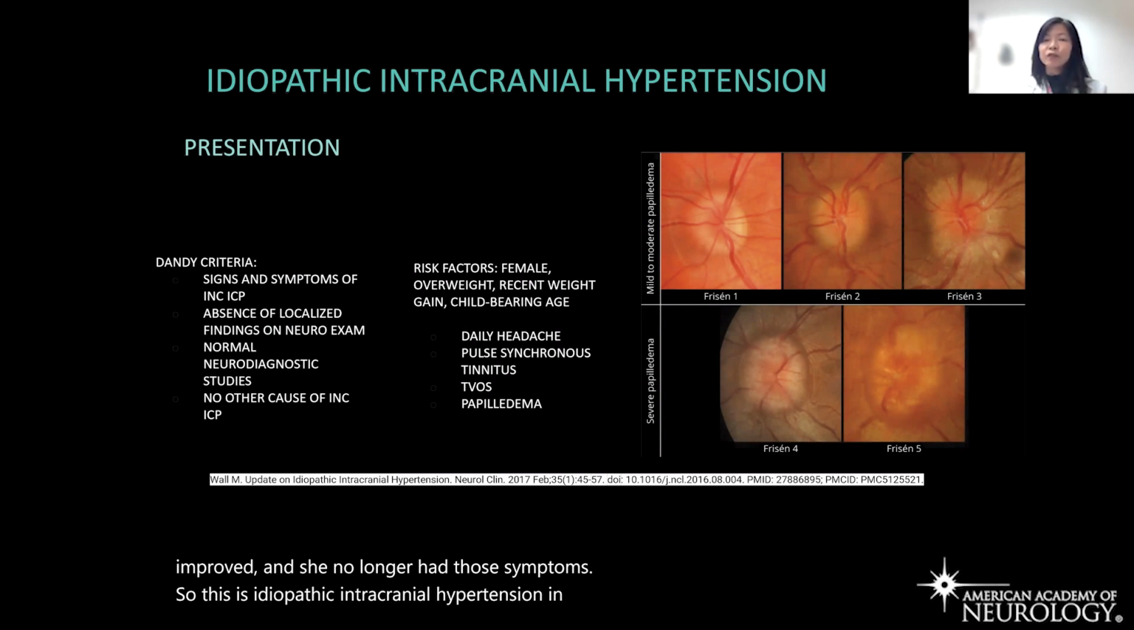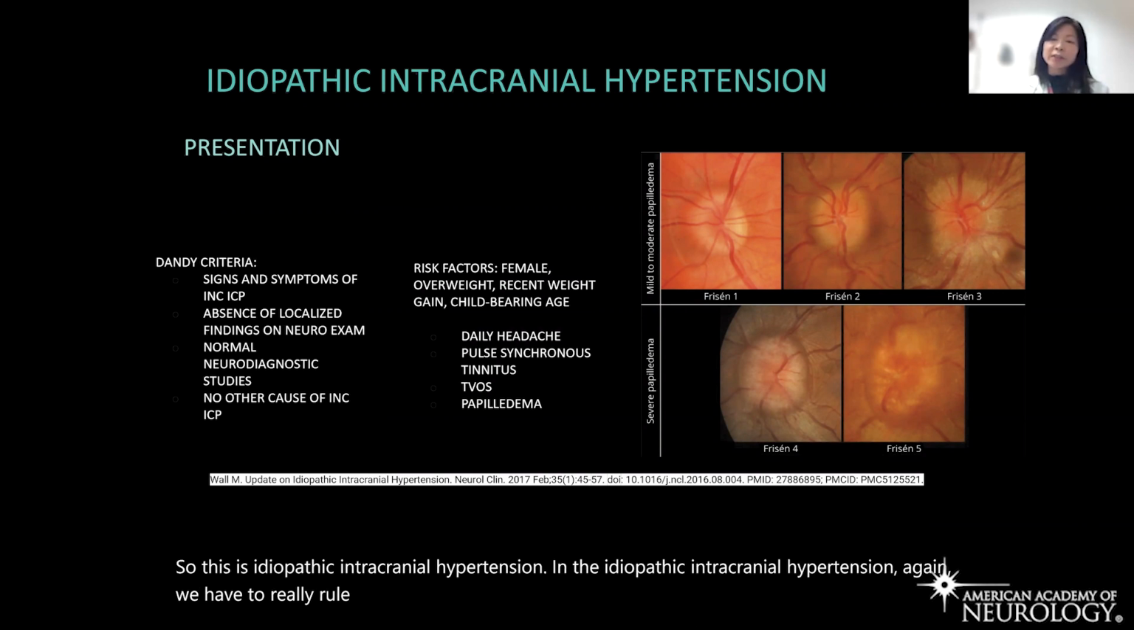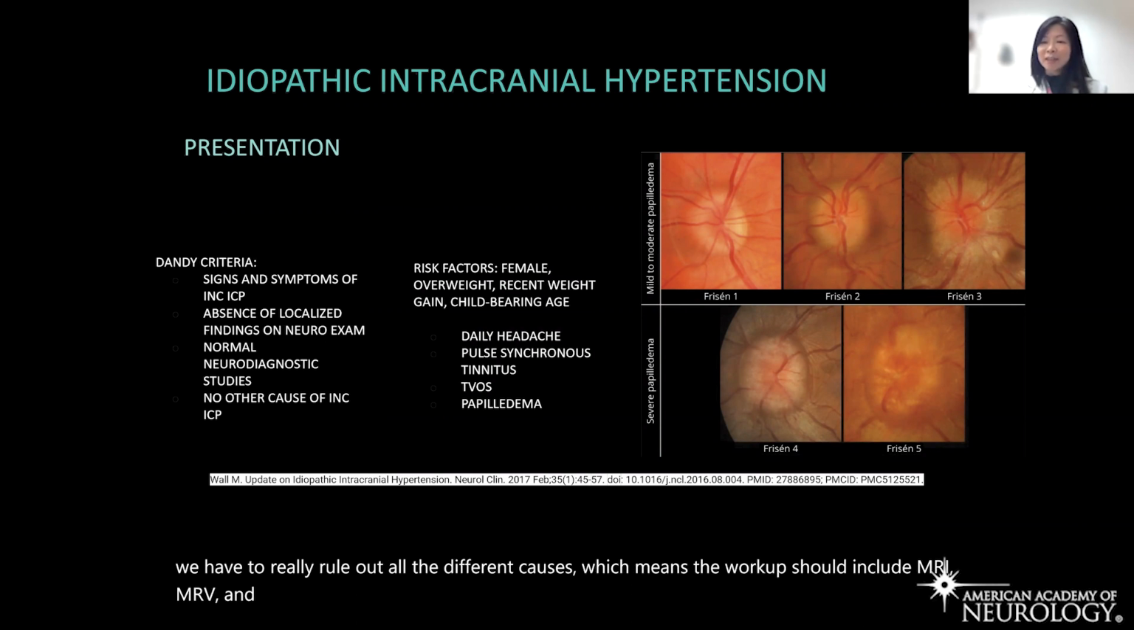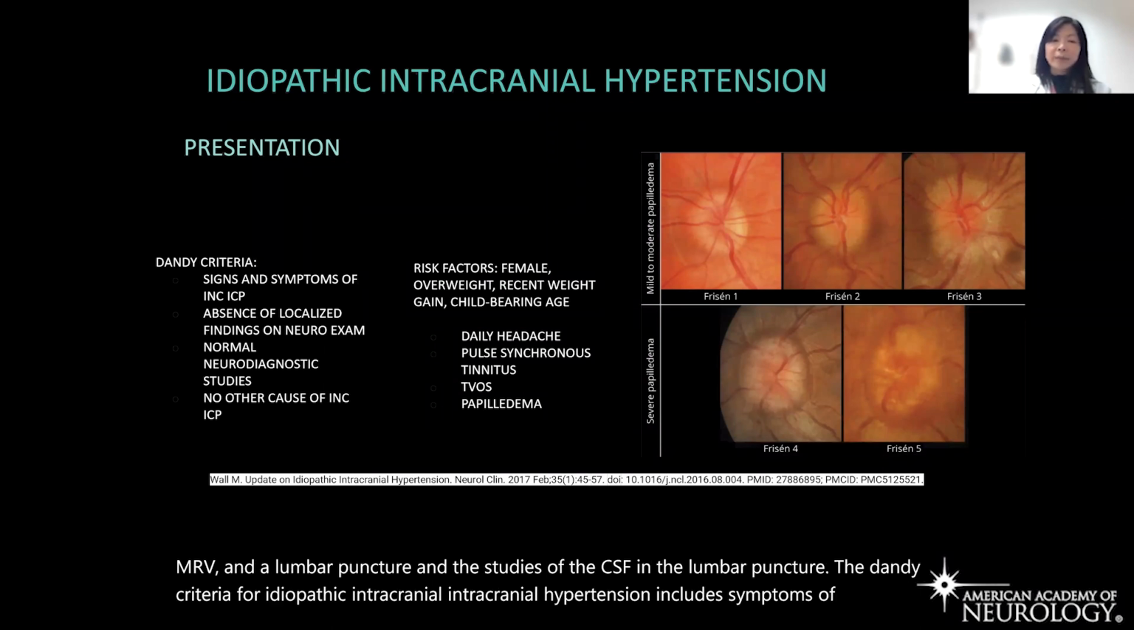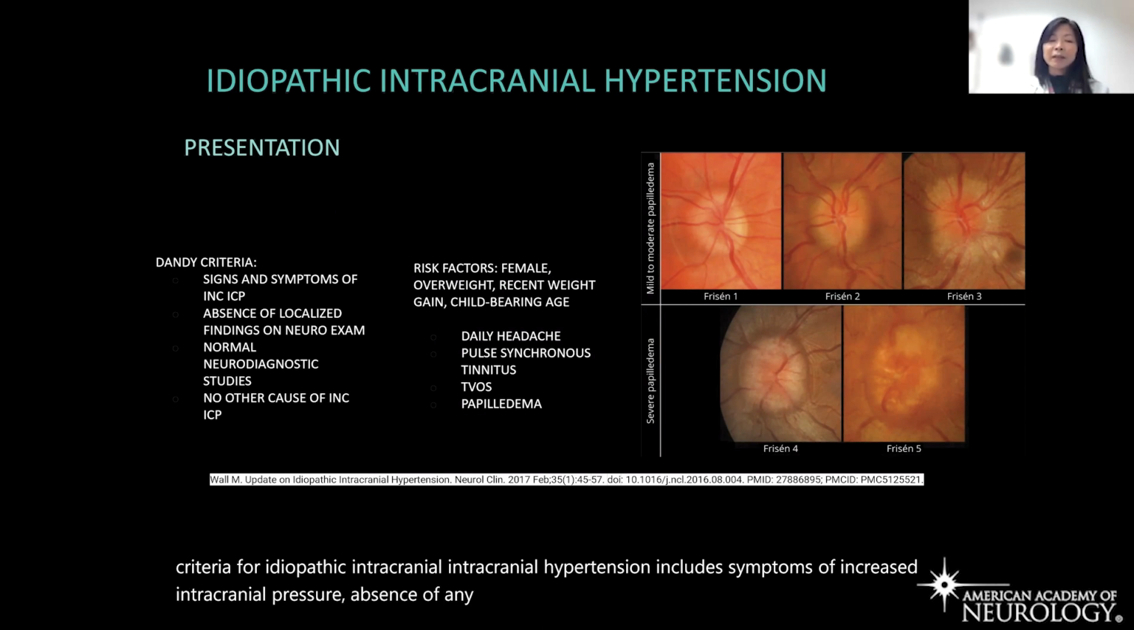In idiopathic intracranial hypertension, again, we have to really rule out all the different causes, which means the workup should include MRI, MRV, and a lumbar puncture, and the studies of the CSF in the lumbar puncture. The Dandy criteria for idiopathic intracranial hypertension include symptoms of increased intracranial pressure, absence of any localizing findings.